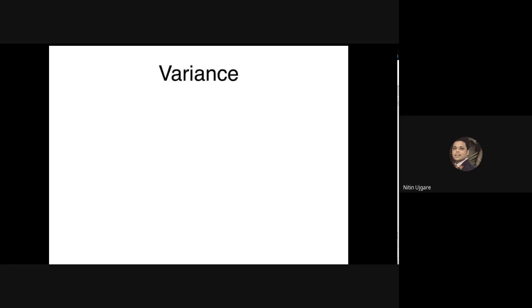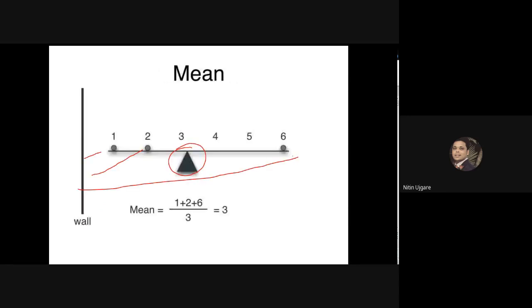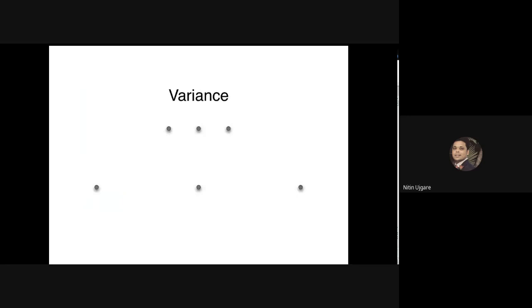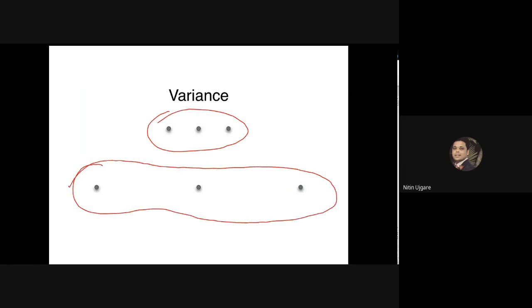Okay, so now how do I calculate the variance between these 3 points? If I really want to calculate the variance between this 1 and 2 and this third point, let's see what the variance is. So we have 2 different sets of points. Let's say this is one set of points and this is another set of points, and I just want to find out how these points are different from each other, how these points are spread apart from each other.